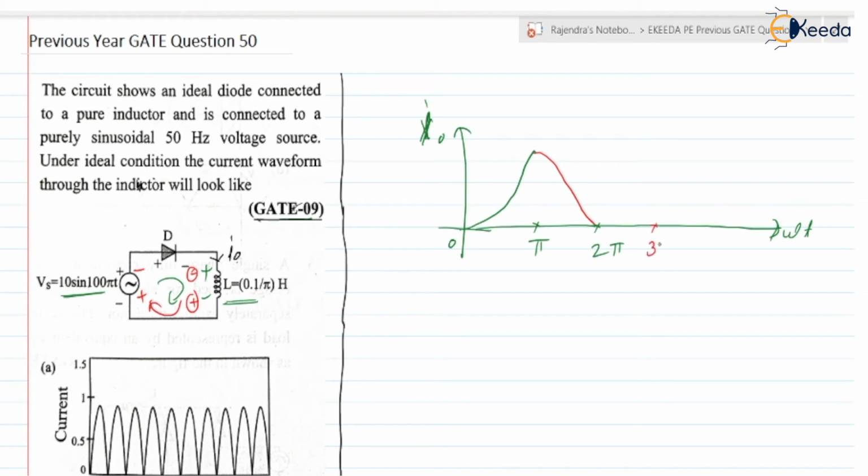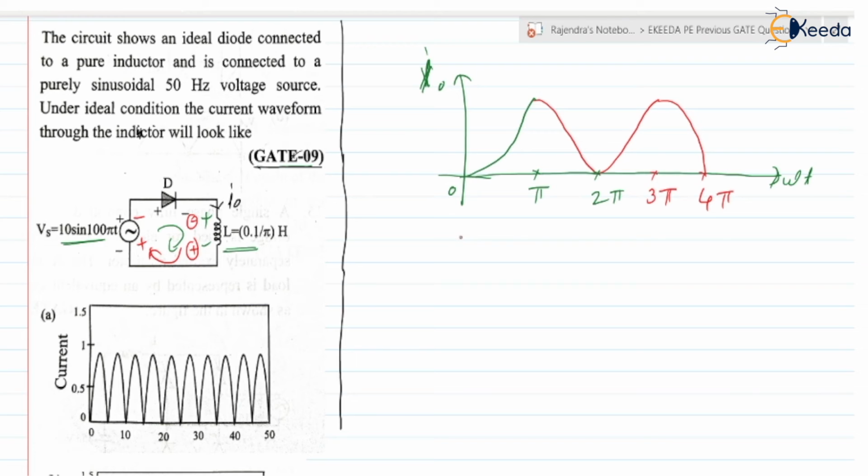After 2 pi, till 3 pi, what will happen? Again the inductor stores the energy. From 3 pi to 4 pi, the inductor will go on releasing the energy. So this type of waveform will be there. Is that clear? So the waveform will be like: the inductor stores the energy, releases the energy, stores the energy, releases the energy.